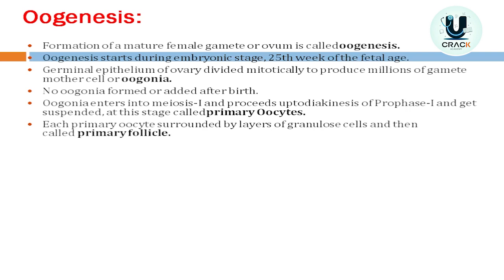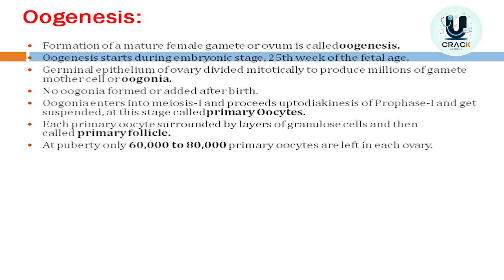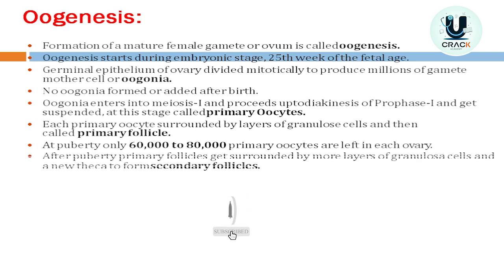In the primary oocytes, the granulosa cells form a layer, and that is called the primary follicle. At puberty, 60,000 to 80,000 primary oocytes are left in each ovary. You should remember these numbers well.